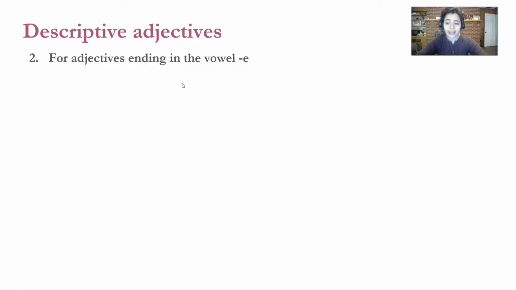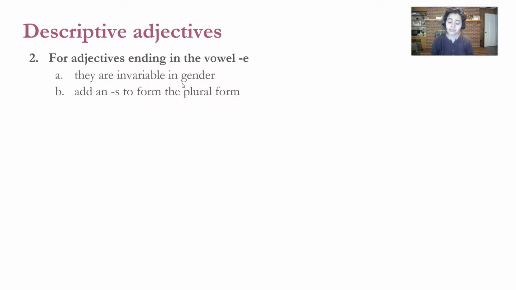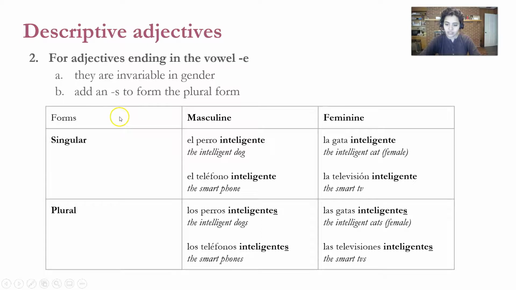So we also have adjectives that don't end in O or A, but they end in the vowel E. These adjectives that end in the vowel E are invariable in gender. And to form the plural form, you have to add an S. So if you see in this chart, we have inteligente, which means intelligent, which is an adjective that ends in an E. So, el perro inteligente, la gata inteligente, el teléfono inteligente, la televisión inteligente.